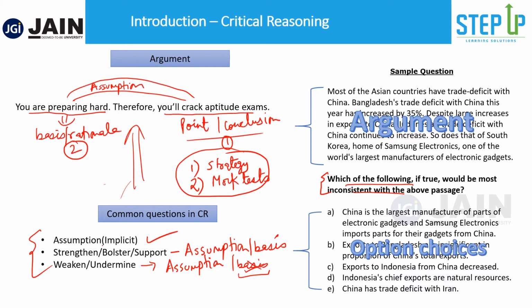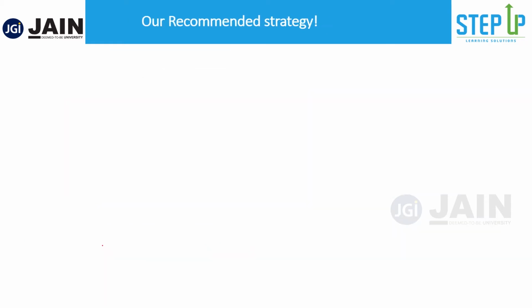Okay, so now that we have understood how a question looks like, what an argument is, how we really break an argument into different parts, and how we can find a strengthener or a weakener, let's move on. So what is our overall strategy? The first thing is that before we go to the argument and get bogged down in that argument, we should first understand what it is that we are looking for. That means reading the question stem very carefully to understand, am I looking for an assumption? So how does an assumption look like? An assumption is the bridge between your basis and your conclusion.